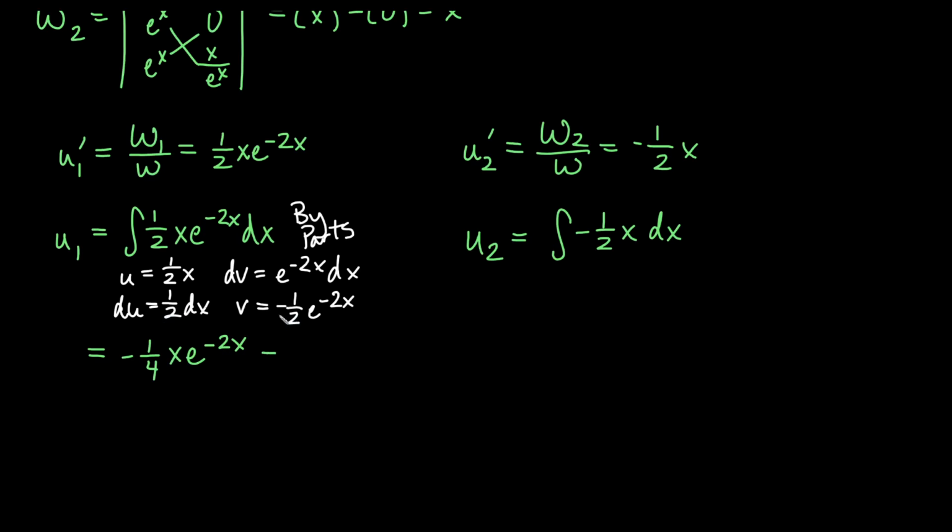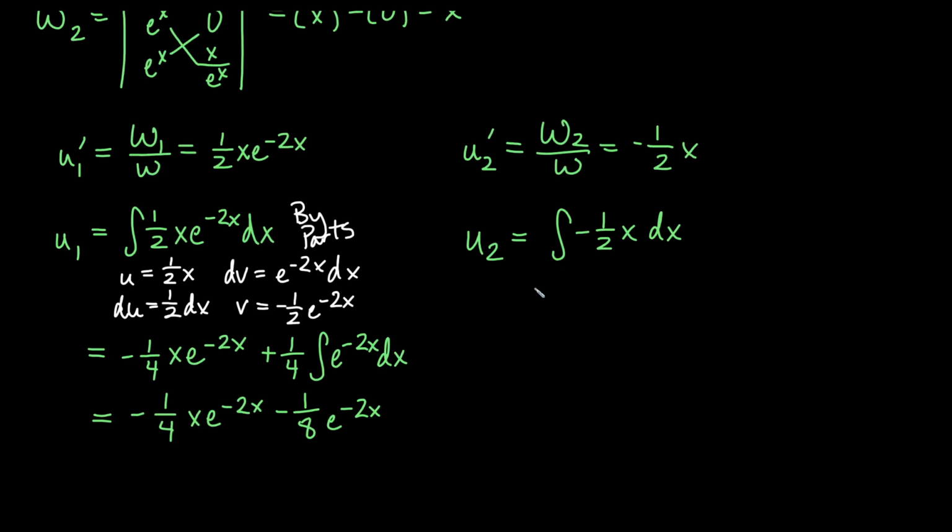Minus integral v du, I have a negative there also, so that'll make that a plus. We have a 1/2 and a 1/2, so we'll say 1/4, I suppose, out there as well. E to the negative 2x dx. Do that integral there at the end. We'll get negative 1/4 x e to the negative 2x, and then we'll get the reciprocal of negative 2 comes out, so we'll actually get minus 1/8 e to the negative 2x. Remember, we'll leave off our constants of integration when we're finding u1 and u2.